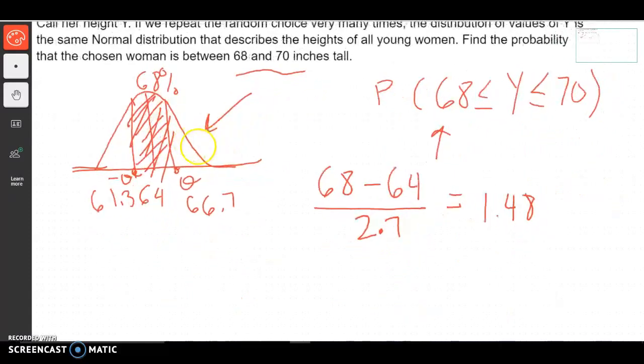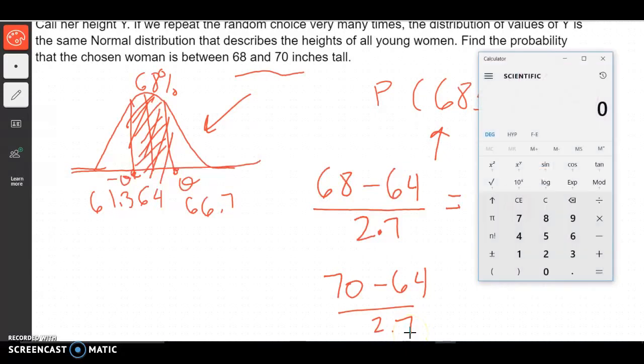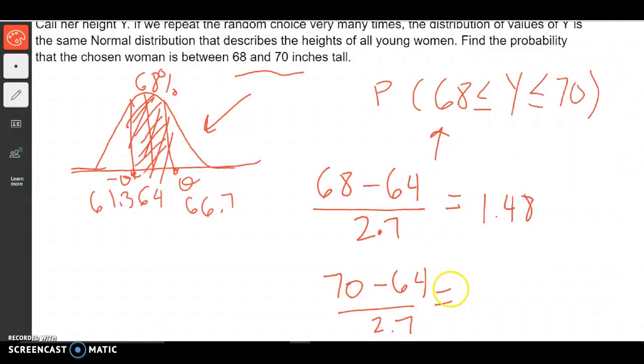And then let's find the other one. We're going to find our other z-score. So doing the same thing: 70 minus 64 over 2.7. So this one's probably a little bit further away. So this is 2.2 repeating.